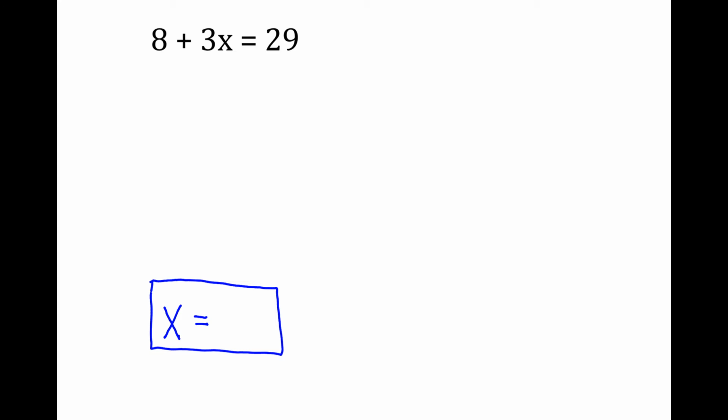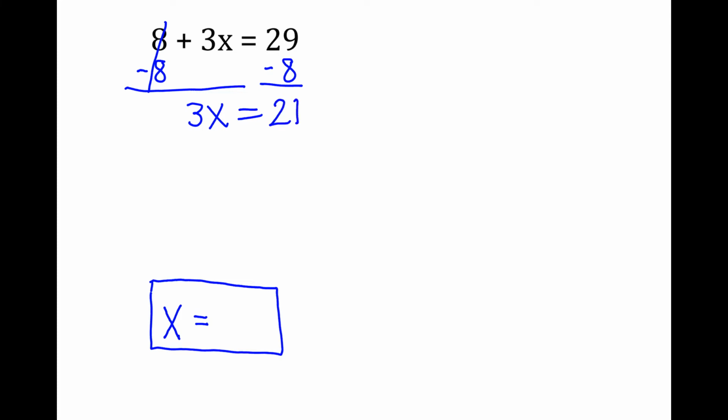The 8 is being added to the 3x, and since it's positive, we can go ahead and subtract it in order to cancel it out. If you do it to one side of the equal sign, you have to do it to the other side. So these 8's cancel, and on this side, you're left with 3x, and then you have 29 minus 8 equals 21.